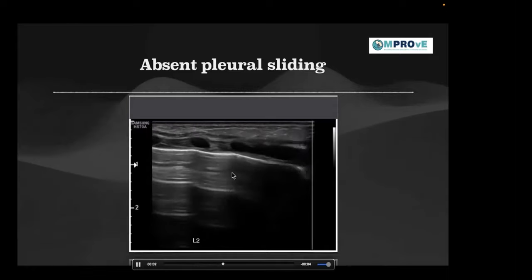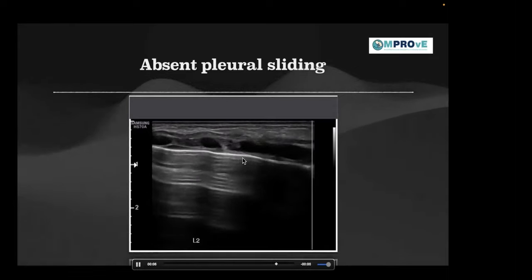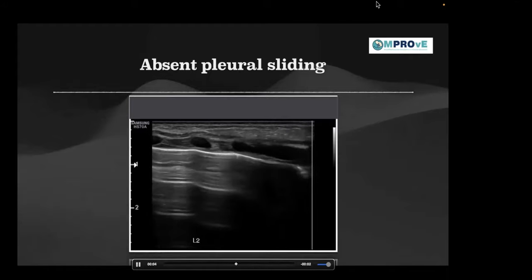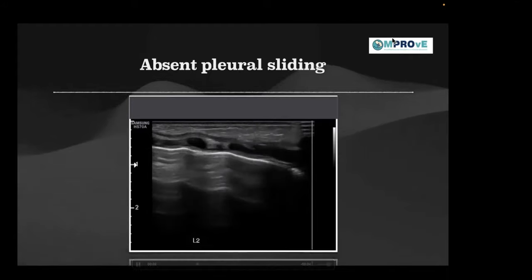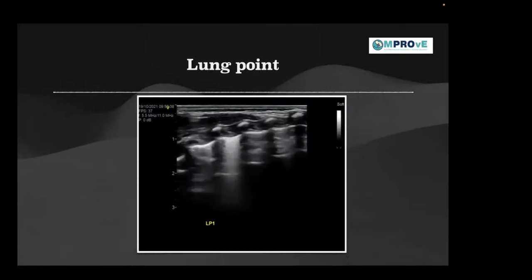So this is a transitional area where you can see some B lines are coming up. Sorry about that. So that's the lung point now.